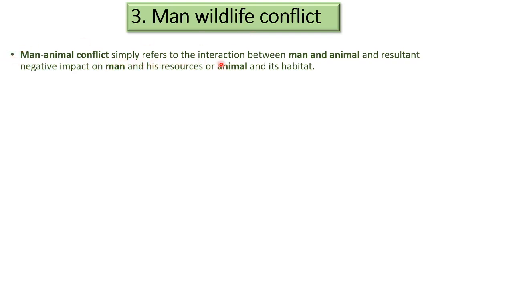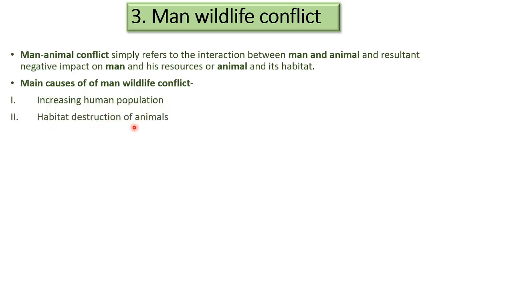Man-wildlife conflict simply refers to the interaction between man and animal, and due to that interaction, there is a resultant negative impact on both man and their resources, as well as animal and its habitat. This is called man-wildlife conflict. Now, there are some main causes of a man-wildlife conflict. These causes are increasing human population. As the human population is increasing, it requires more space to survive. So from where does this space come? So comes the next cause, which is habitat destruction of animals.